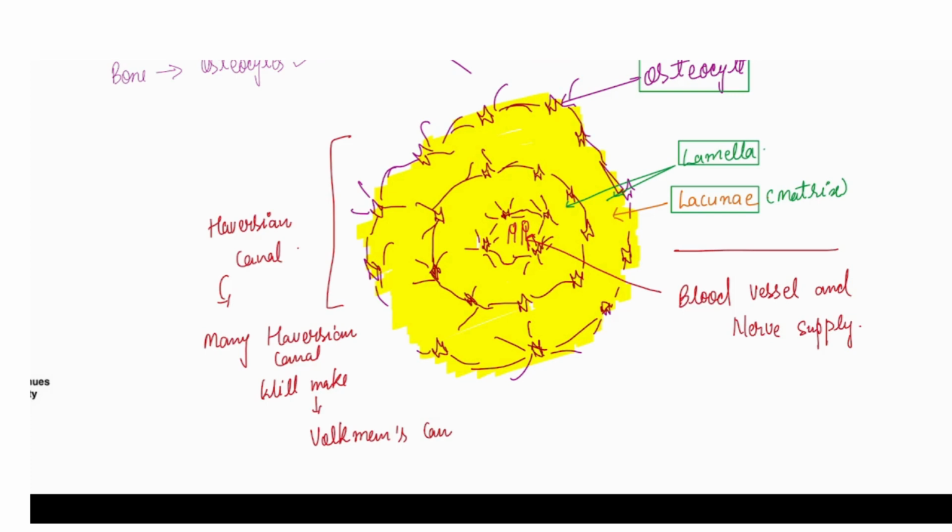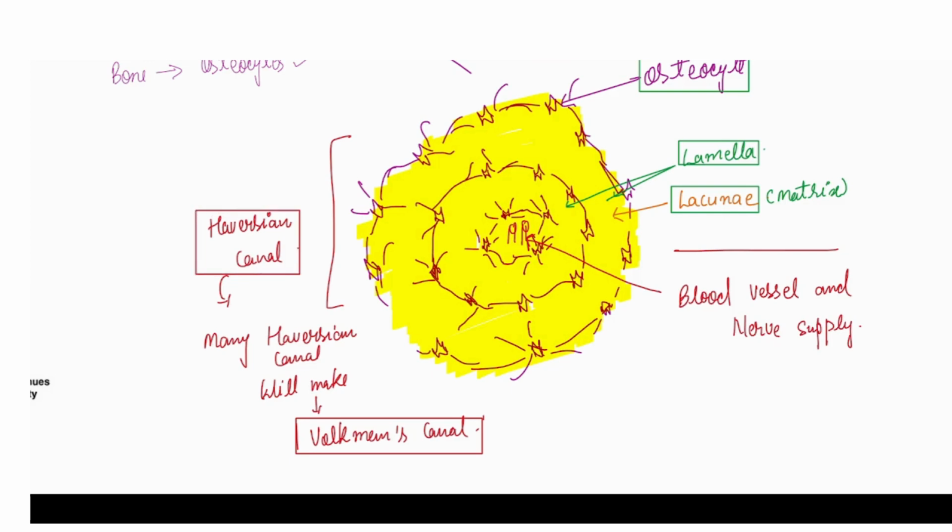Okay, so Volkmann canal is named after the scientist who discovered this pattern. That is why we have the Haversian canal and the Volkmann canal. So I hope the Haversian canal and the Volkmann canal are clear to you.